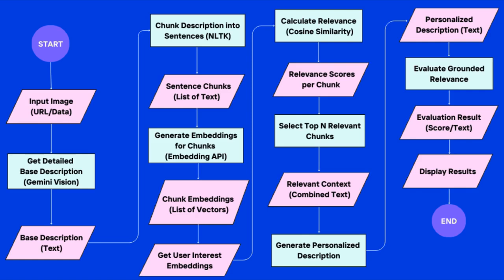Finally, these selected chunks along with the user's profile are fed into another Gemini text model. Using prompt engineering for controlled generation, these models synthesize those relevant parts into a new, concise, personalized narration, making sure it stays grounded in the original image context.